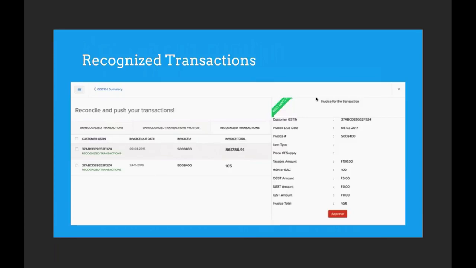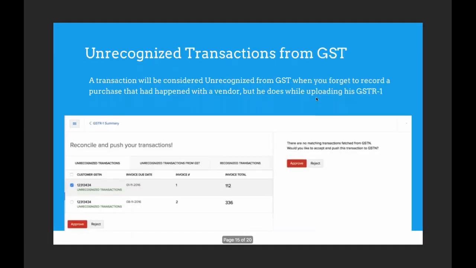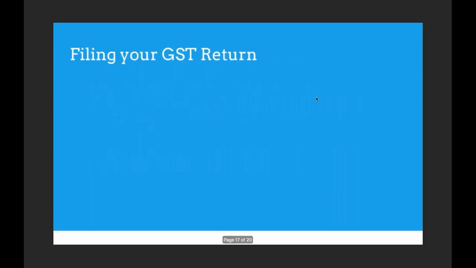In some cases, you yourself, and this is called an unrecognized transaction from the GST. So in some cases, you might have done everything properly, but then your vendor might have pushed fewer records. So that would be an unrecognized transaction, and it would be on your vendor to fix that. So it will not be your problem. So yes, with that, as you can see here, these are the 3 sections. And so finally, you can file your GST return from within Zoho Books.